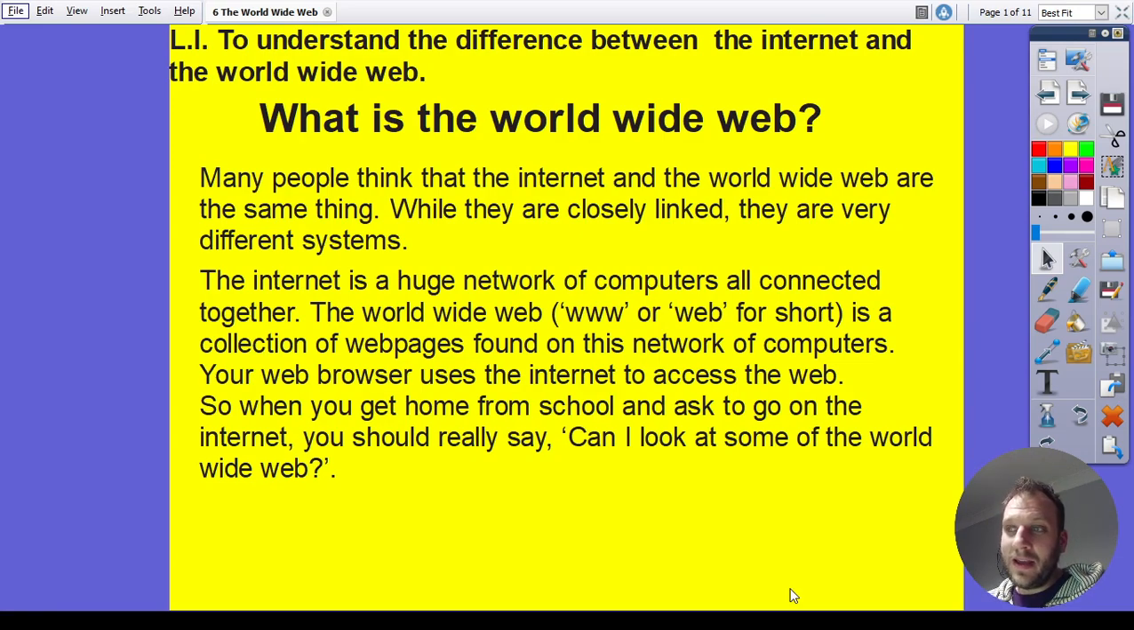So the internet is a huge network of computers that are all connected together. The World Wide Web, or WWW as we shorten it to, is a collection of web pages that's found on these computers. So when we talk about the World Wide Web, we're talking about the web pages, not the computers connected together. So when someone says, I'm going to go on the internet, what they really mean is, I'm going on the World Wide Web.